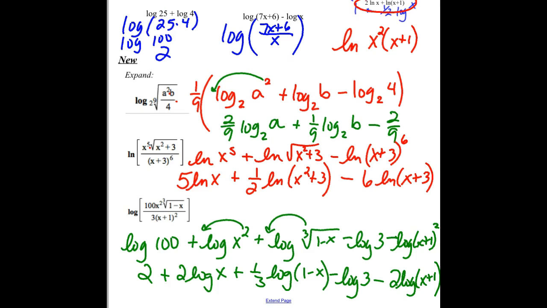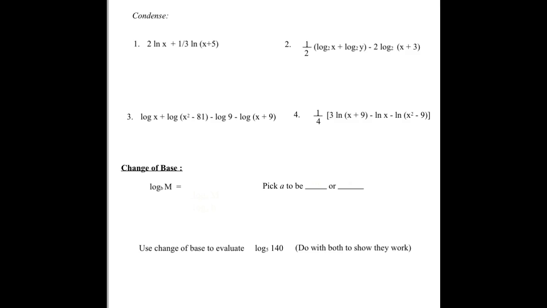All right. Now we have to do the opposite, condensing. So first thing to look for when you're condensing is what? Numbers in front, which come even before the adding and subtracting, because those numbers in front really were the exponents. So we want to put them back as exponents. Okay? So this 2 is going to go back as a power. This 1/3 is going to go back as a power.